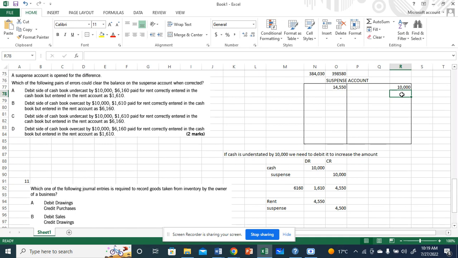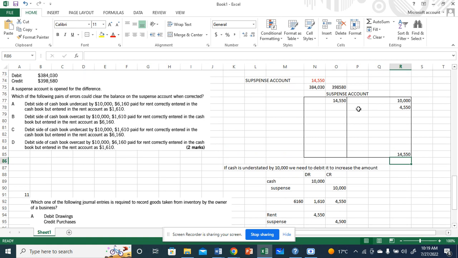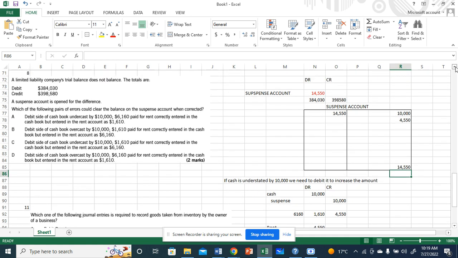And here we have 4,550. So if you add both sides, if you add the right side, it's going to be equal to the left side. So our answer is A, okay, because we have cleared the suspense account by correcting these errors. So for question 8, answer is A.